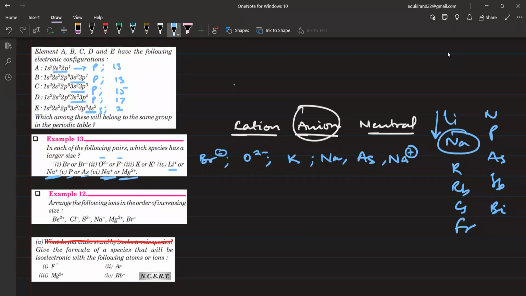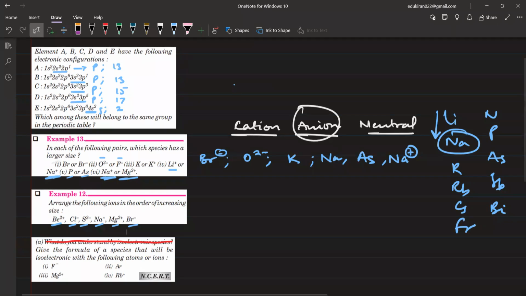Now let's look at this one. Arrange the following ions in the order of increasing size. Now we have beryllium, chlorine, sulfur, sodium, magnesium, and bromine. So is everything in the same group? Yes or no? Please tell me. Is everything in the same group?